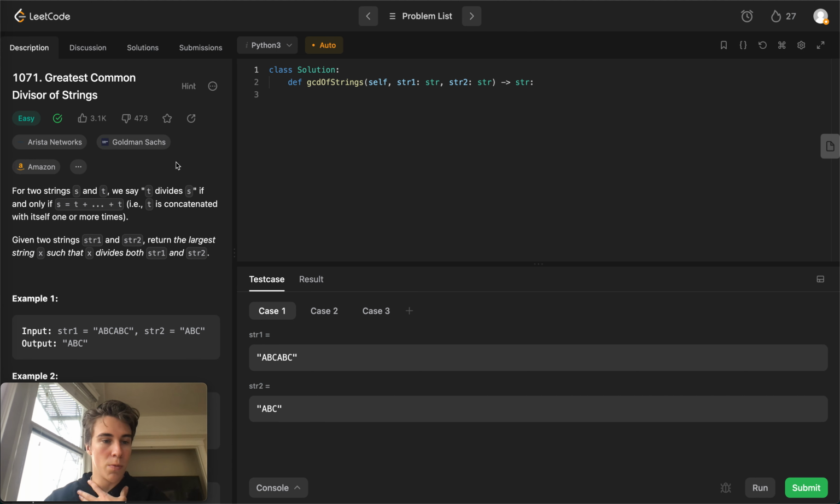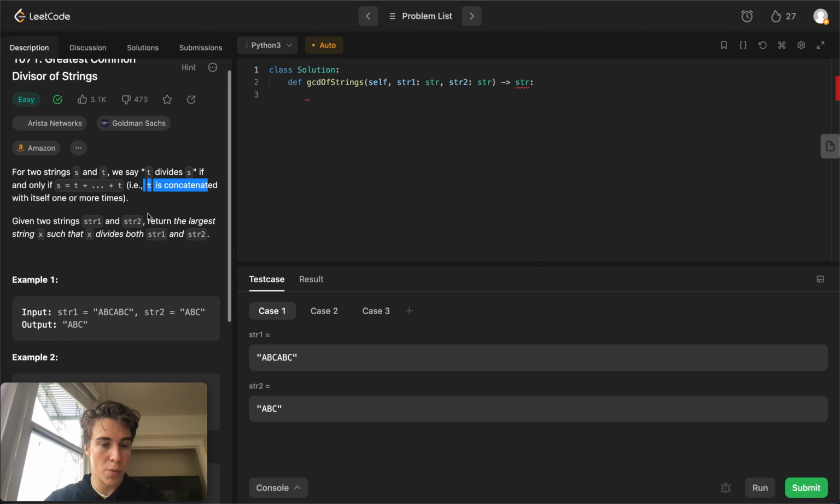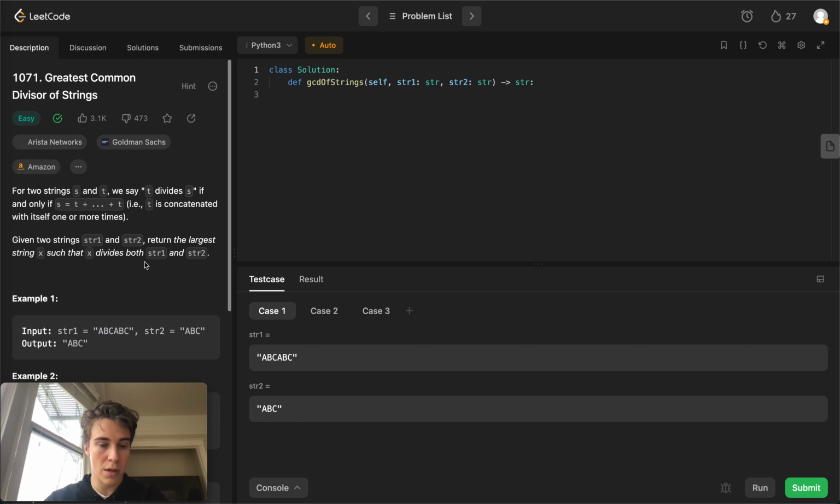Okay, question 1071, greatest common divisor of strings. Let's just read it. For two strings s and t, we say that t divides s if and only if s is equal to t some number of times. So t, and then some number of times t here and then another t, i.e. t is concatenated with itself one or more times. Given two strings, str1 and str2, return the largest string x such that x divides both str1 and str2.